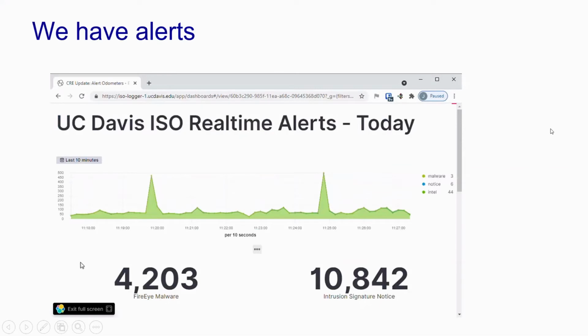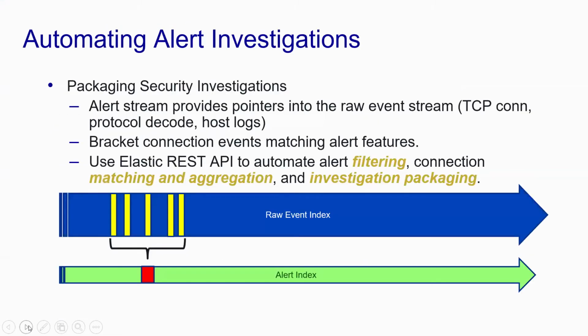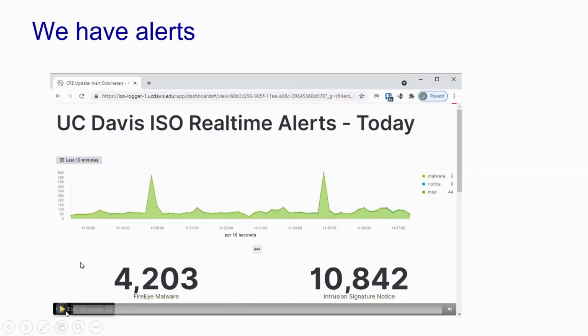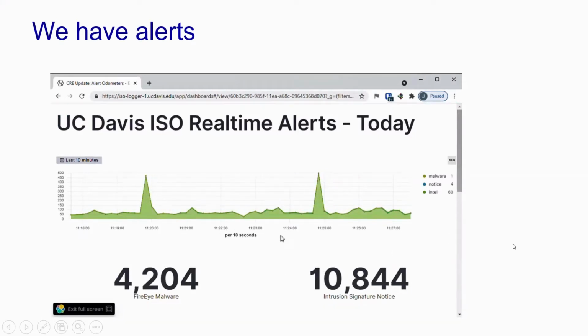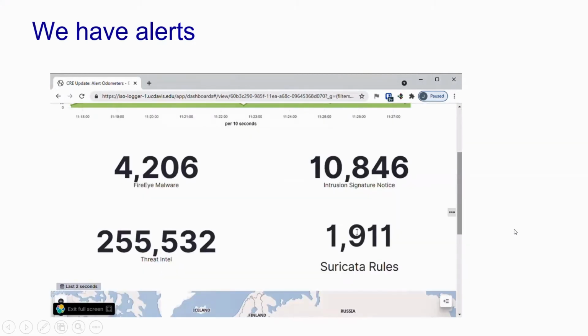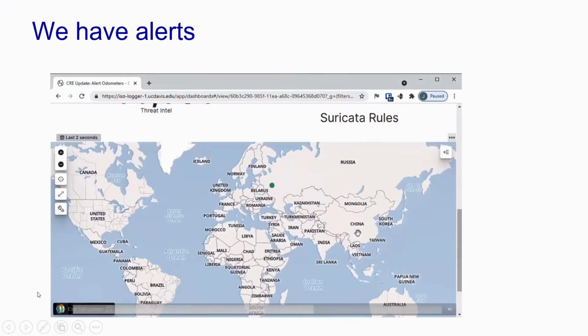We also have alerts. Here is a snapshot I took at around 11 in the morning. By 11 o'clock, we had already had 4,000 alerts from our malware detector. We had detected 10,000 malicious signatures, and we had 250,000 events from our threat intel corpus. So that's a lot of alerts. So, how do we manage all these?